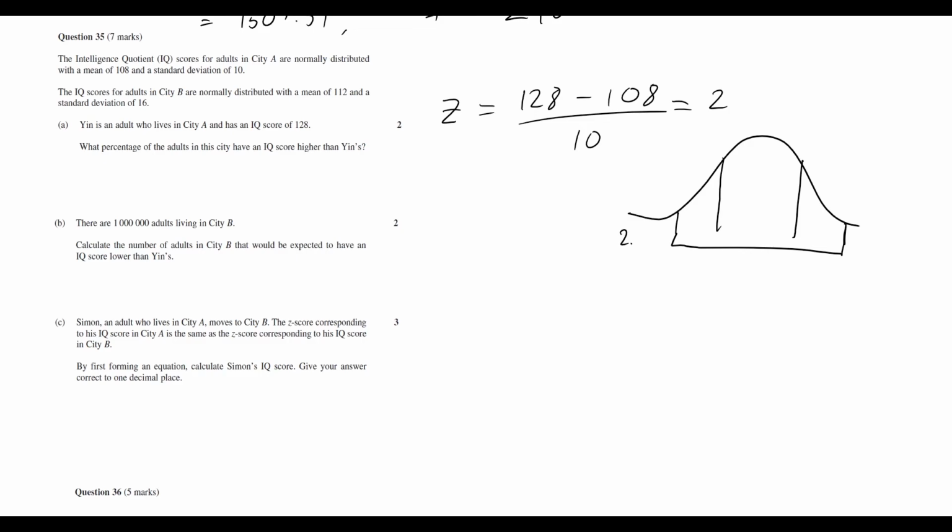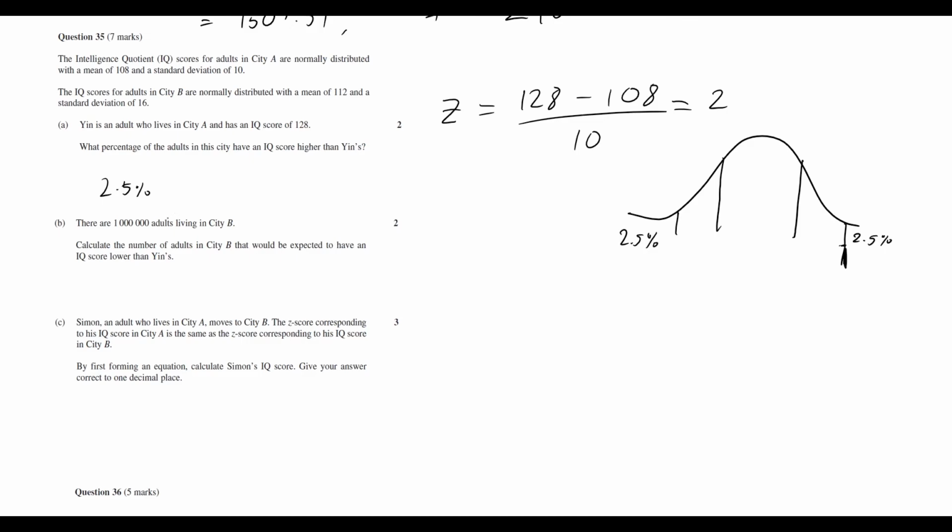So that means that there's a little 2.5% over here and 2.5% over here. And so we actually see that Yin lies exactly on this line over here. And so we see that, to answer the question, what percentage of the adults in this city have an IQ score higher than Yin's? Well, it's just going to be 2.5%.